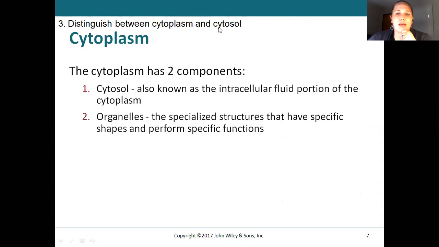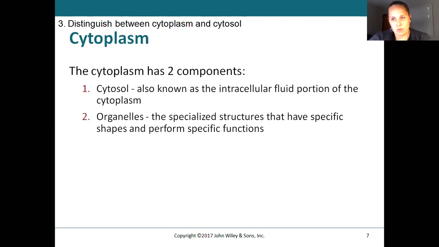Distinguish between the cytoplasm and the cytosol. So the cytoplasm actually includes the cytosol. So the cytoplasm includes cytosol and organelles. Cytosol is kind of the intracellular gelatinous fluid portion of the cytoplasm, and it has its own ionic concentration that's very specific to that cell. When we get to talk about osmosis, you'll see that if that ionic concentration differs from the outside of the cell, that's going to influence the way water moves inside and outside of the cell.